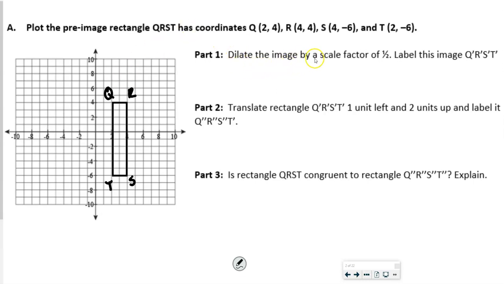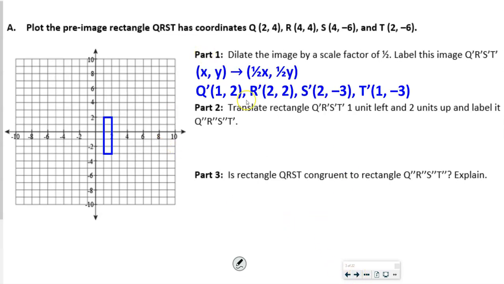Says dilate the image by a scale factor of 1/2. Label this image QRST prime. So what we're going to do is we're going to multiply. We're going to take our XY and multiply that by 1/2 X, 1/2 Y. So when we do that, we get 1, 2, 2, 2, 2, -3, and 1, -3. So that means our new points are Q, R, S, and T.